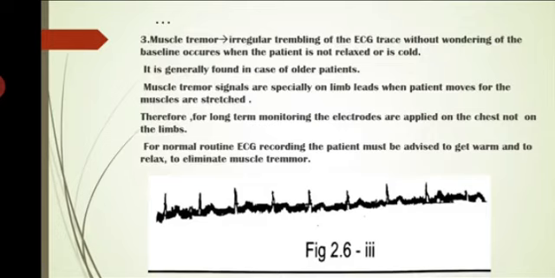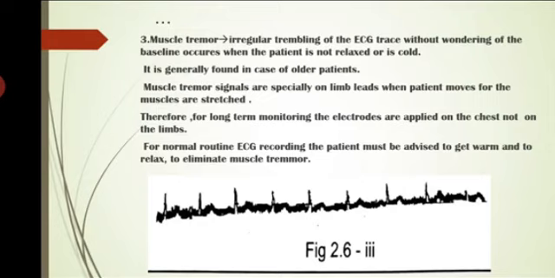Third, muscle tremor. Irregular trembling of the ECG trace without wandering of the baseline occurs when the patient is not relaxed or is cold. It is generally found in older patients. Muscle tremor signals are especially seen on limb leads. When the patient moves and muscles are stretched, then these artifacts may be added.